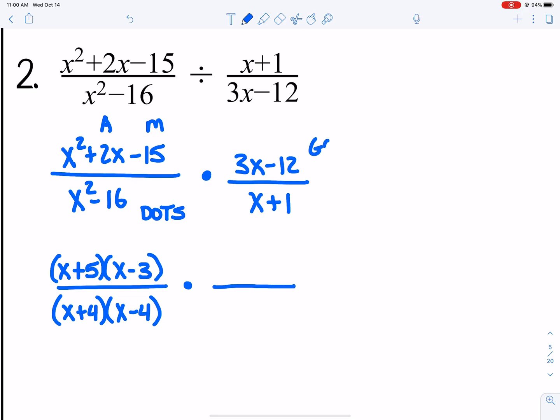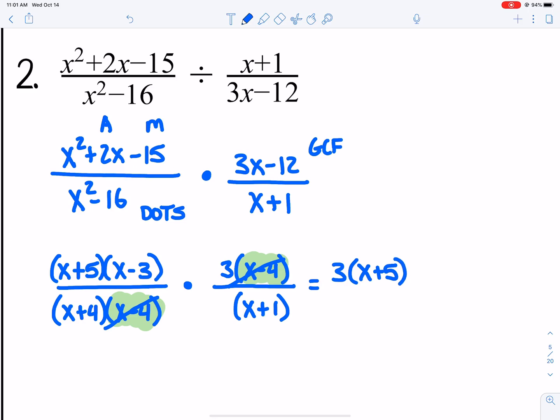In the next numerator, we have a greatest common factor of 3. So when you take out 3 from 3x minus 12, we get 3 times x minus 4. And then leave the x plus 1 in the denominator. So now we look for common factors in our numerator and denominator. So x minus 4 is in the numerator and it's in the denominator. But then that is all that we could cancel, and that's okay. Don't force things to cancel that don't cancel.